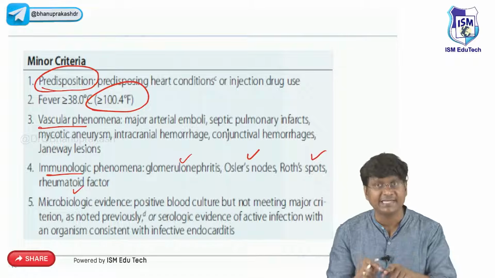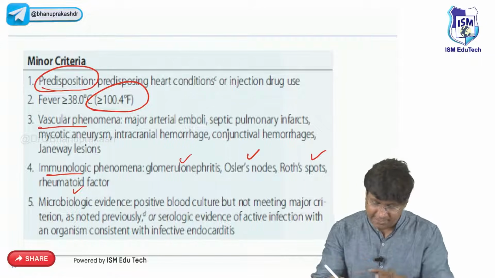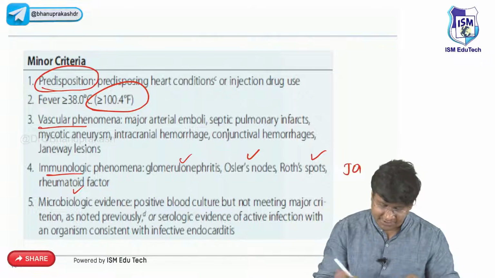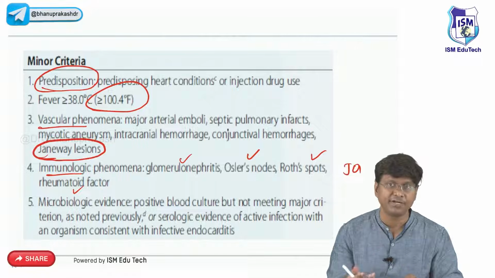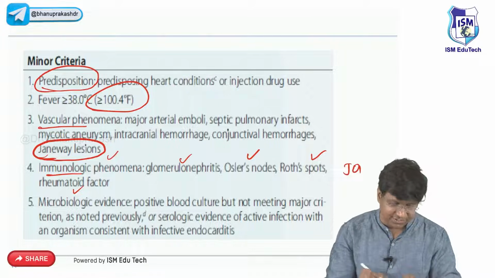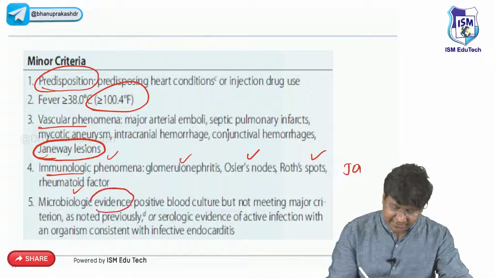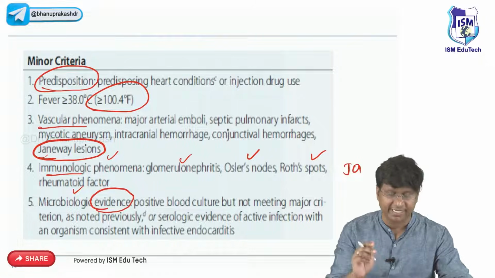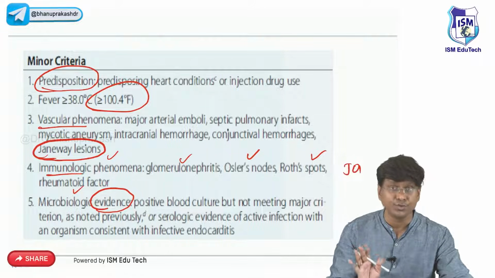Immunological phenomenon. What did they add is, which among the following is not an immunological phenomenon? They have added Janeway lesions in one of the options. Janeway lesion is a vascular phenomenon. What are your vascular phenomena? Mycotic aneurysms and Janeway lesions. Then microbiological evidence which is not meeting the major criteria: if one culture is positive, we take it into the minor criteria. So this is about your Duke's criteria.